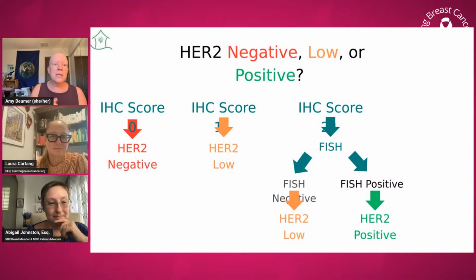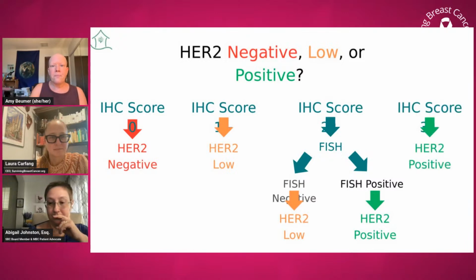They have to do another test, which again usually means you have to wait longer because they don't do the FISH test unless you need it, because it's expensive, to be honest. It's time intensive and it's difficult. So then if you're FISH negative, HER2 low, FISH positive, HER2 positive. Okay. The last is IHC score of 3+. IHC score of 3+ is HER2 positive. All right. And so then that's, again, HER2 positive, Herceptin, Perjeta, a lot of really great drugs out there for it.